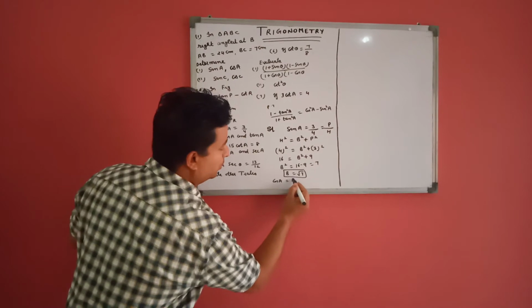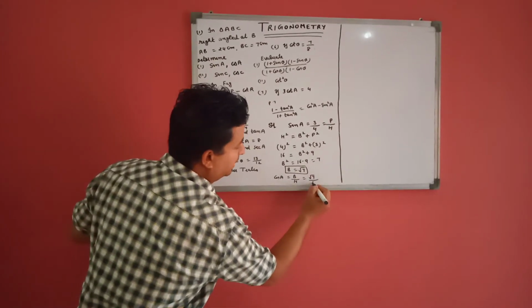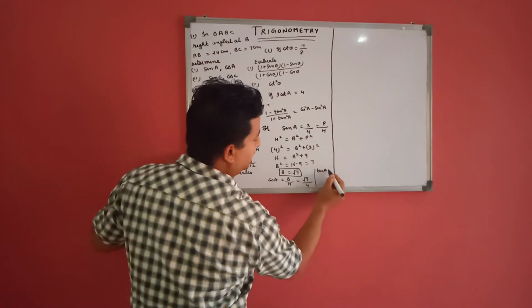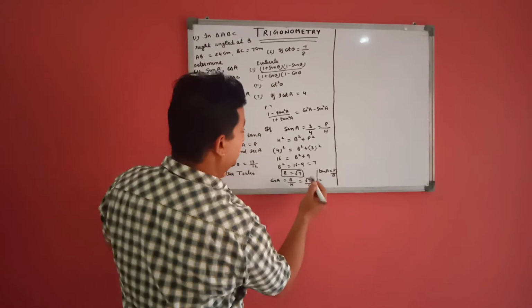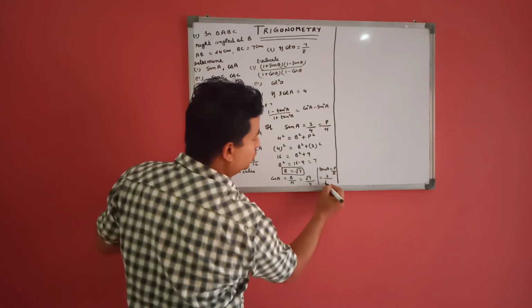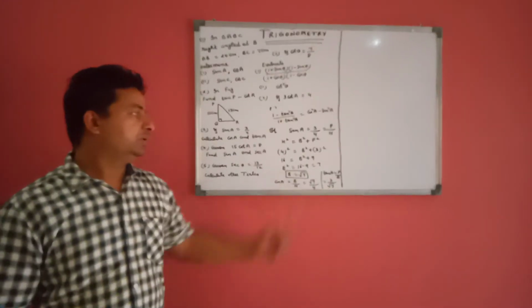In this we are required to find cos A. As we know cos is base over hypotenuse, root 7 by 4. And also we are required tan. Tan is perpendicular over base. In this, perpendicular is 3 and base is root 7. This is the solution of question number 3.